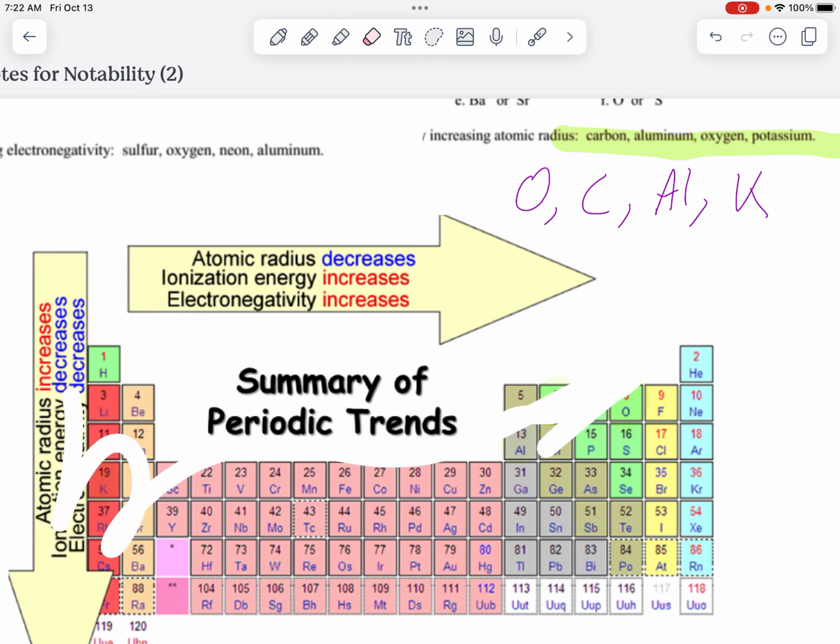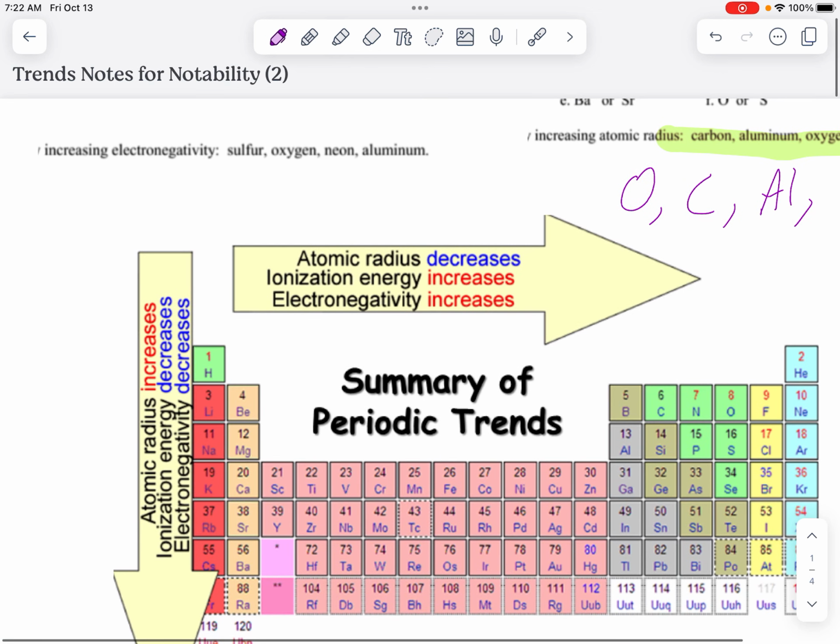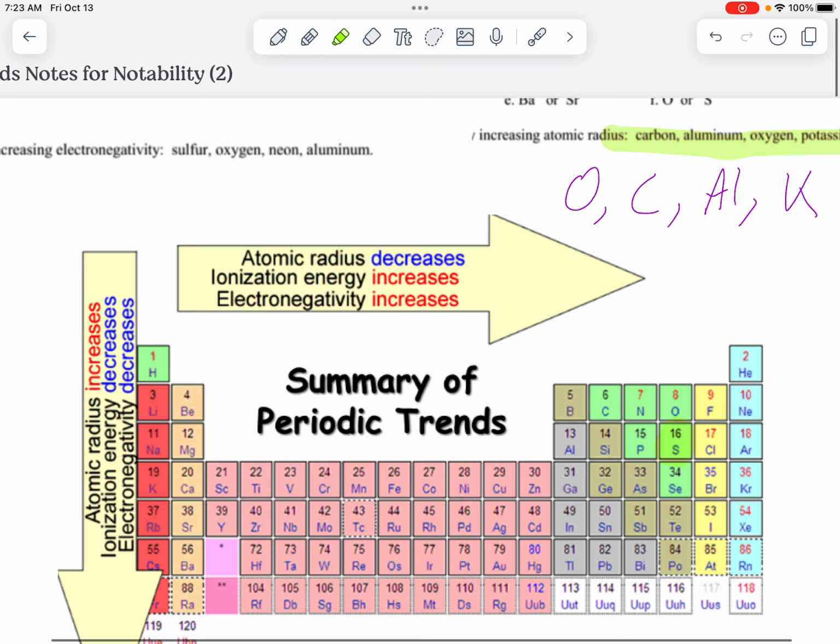All right, how would we do it? Same thing, but let's do it for electronegativity. So again, we're going to go from smallest to largest electronegativity, looking at these atoms here. Sulfur, which is right here. Oxygen, we just saw, is right there. Neon is right here, and then aluminum is down here. Okay, so same as last time.